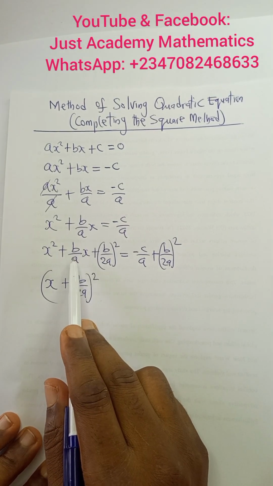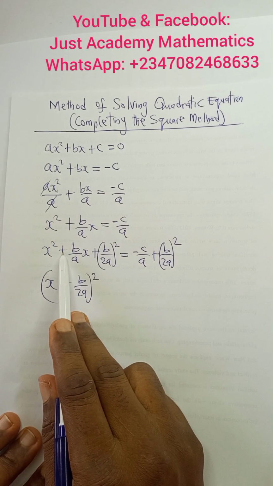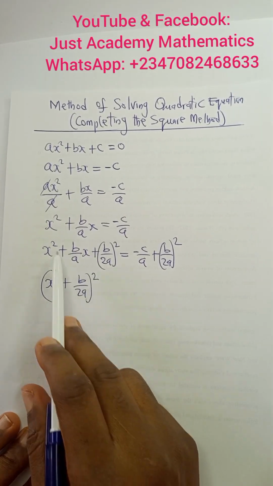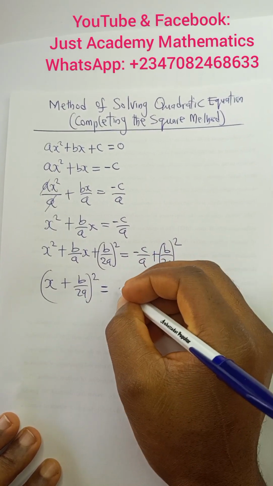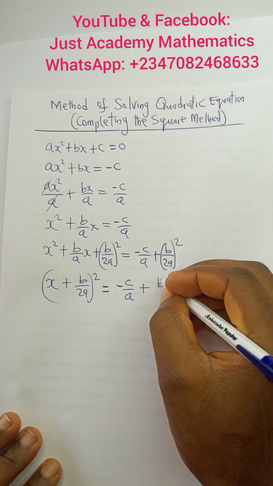Leave this one behind. However, if here is minus, make sure that you put minus here. If here is minus, put minus here. But if both of them are plus, use plus, but pick only this and this. Then equal to minus c over a plus b squared over 2a squared.